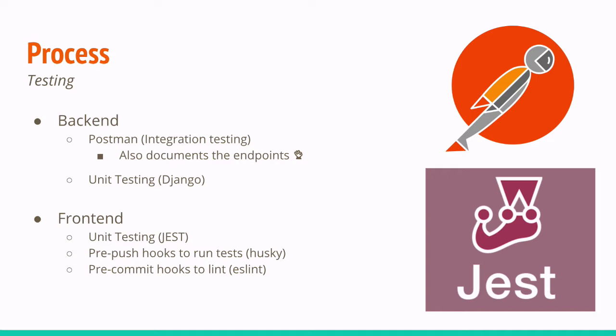For the front end, we also used Husky and ESLint because it helped detect bad patterns in certain situations like unused imports and functions, so that we were able to keep the quality of our code higher. And we also did basic unit tests, using Django on the back end and Jest on the front end.